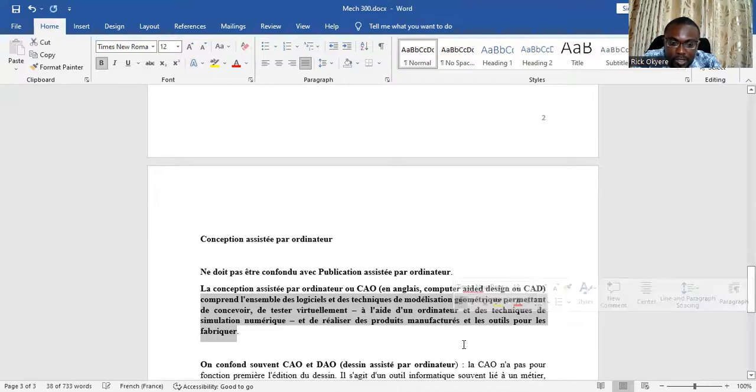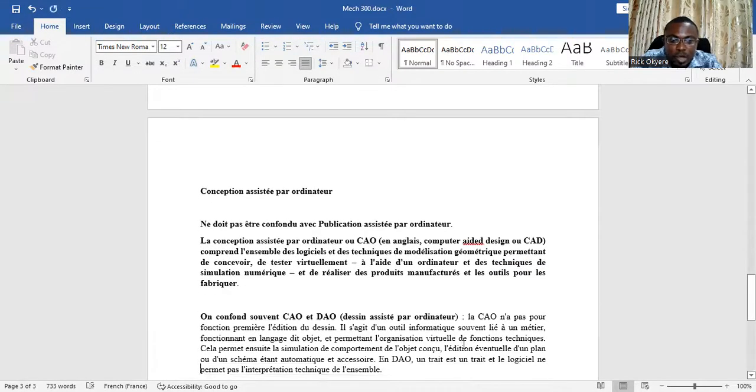Voila. Okay, donc let's go to the next paragraph. On confond souvent CAO and DAO. So the writer is saying that we usually confuse CAO and DAO. So what is DAO? DAO is dessin assisté par ordinateur. Dessin assisté par ordinateur. That is drawing, virtual drawing. Okay, so virtual drawing is quite different from AutoCAD drawing.